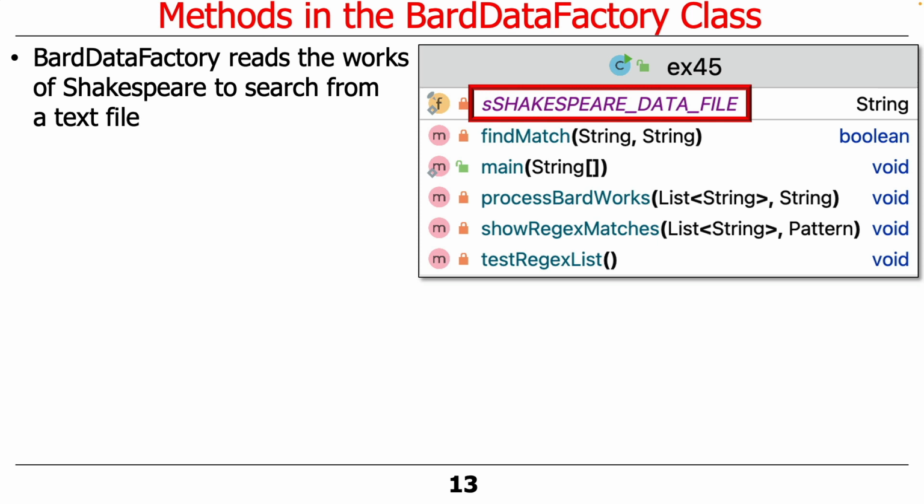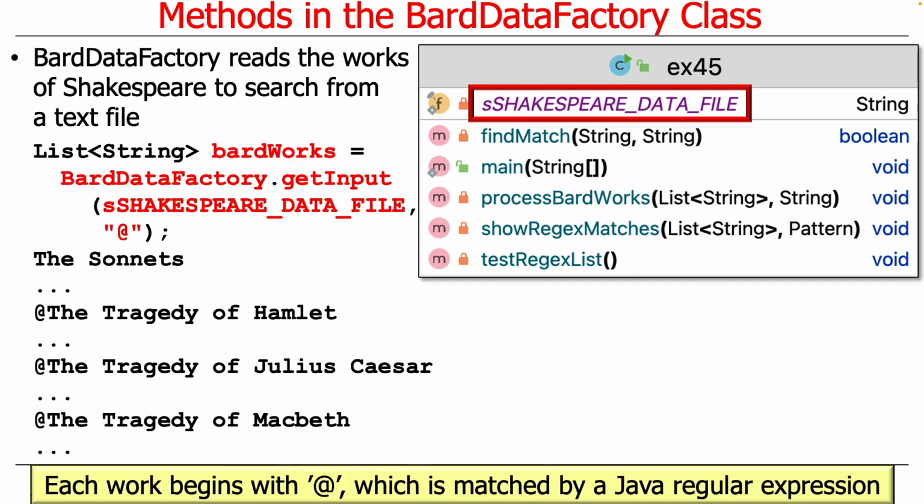The BardDataFactory class reads the works of Shakespeare from a text file, which we call the Shakespeare data file, which is a string in the ex45 class. And this is kind of what it looks like. We'll look at this in more detail later. But we say BardDataFactory, get input, which is a static method, so we don't need an instance. Here's the Shakespeare data file name, and we're going to give it a splitter symbol.